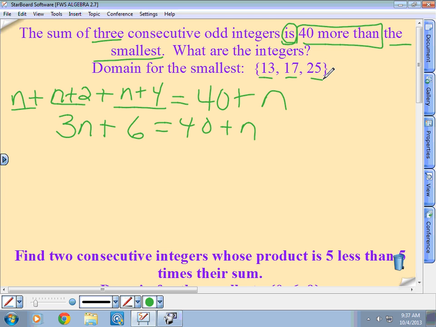You're going to take these 3 numbers. It's telling you the answer is one of these 3. The domain for the smallest. So 3 times n plus 6. So 3 times 13. The first one you do is 3 times 13 plus 6 equals 40 plus 13. And you see, is that a true statement or not? Then you go to the next one until you find which one is a true statement. Everyone's got your pencils out and you're writing it down. Raise your hand when you have the answer.